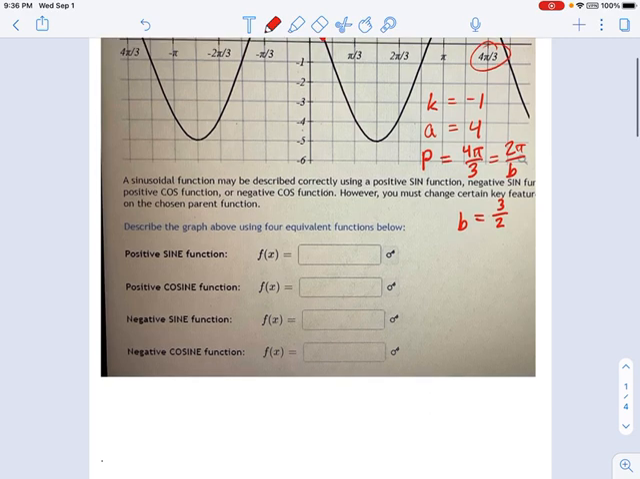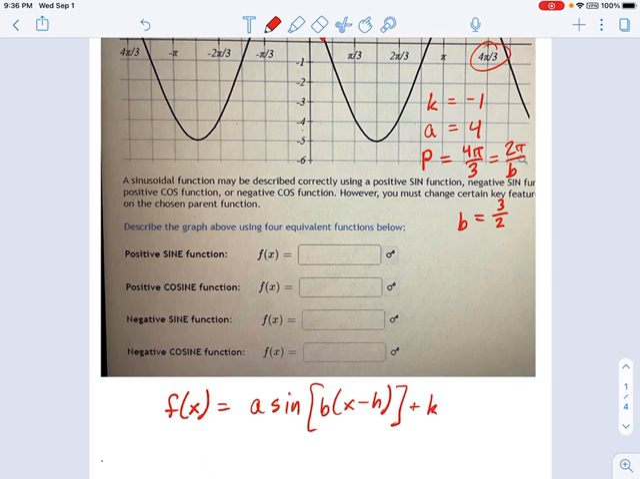So let's just write down the function notation, the general form of the trig function that I'm going to be writing these variables into. It's a, in our case, we're looking for a positive sine function, so I'm going to start with sine. It's a times sine of b times x minus h, plus k. All right, that's our function.